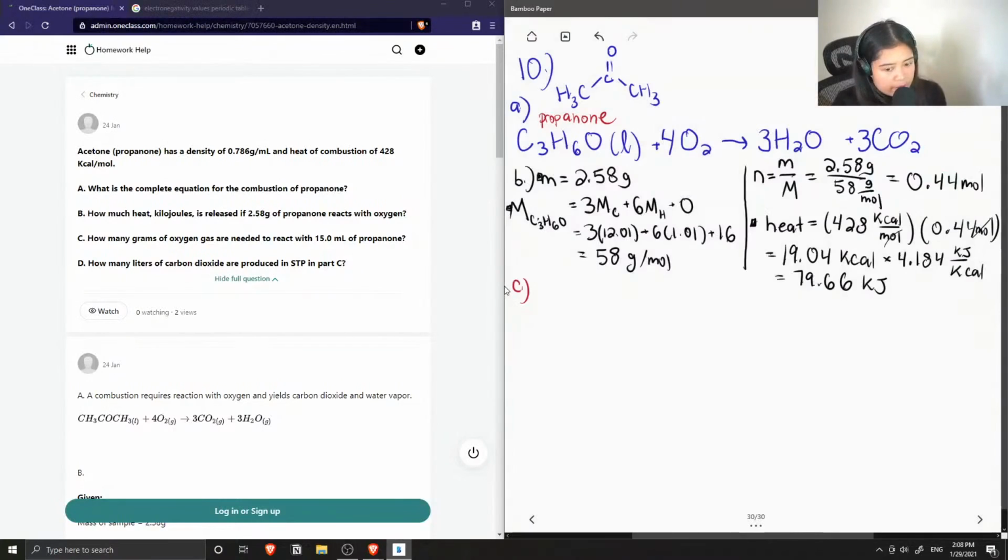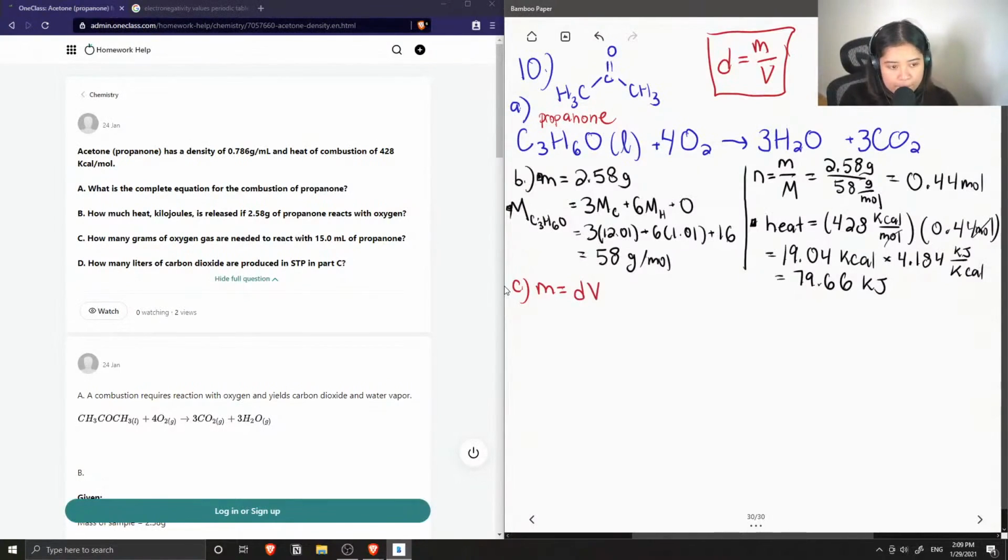Part C asks how many grams of oxygen gas are needed to react with 15 milliliters of propanone. So if we recall the density equation, which I'll write up here, density is equal to mass over volume. So if we rearrange this equation, then we can solve for the mass of propanone that reacts with oxygen gas. So I'll just write here that mass is equal to density times volume. So the density was given in the question. It was 0.786 grams per milliliter. And our volume of propanone was 15 milliliters. So now our milliliters will cancel out, and we know our mass of propanone now, which is 11.79 grams.